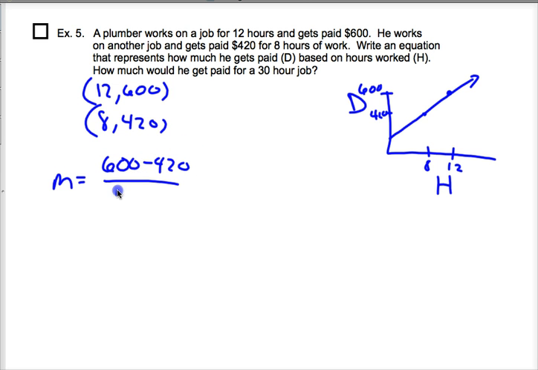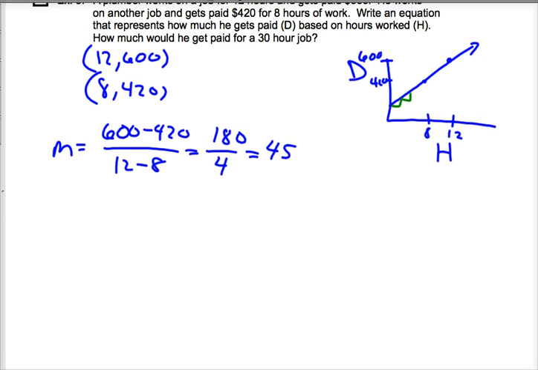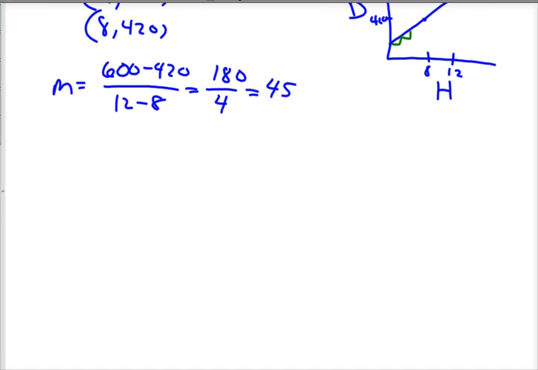Subtract the y's, subtract the x's. Subtract the y's, I get 180. Subtract the x's, I get 4. Divide those two, I get 45. Slope's 45. What does that mean? It means every hour it goes up 45. This plumber's getting paid $45 an hour.